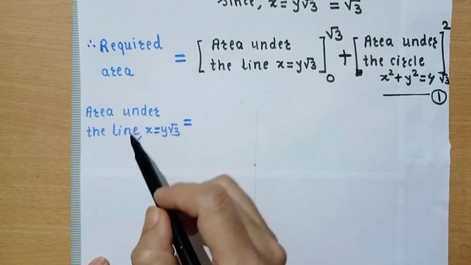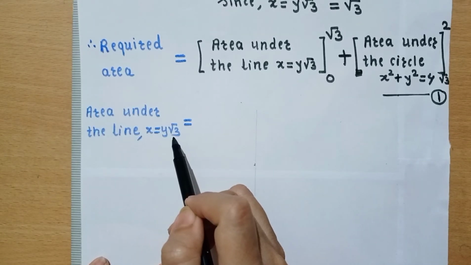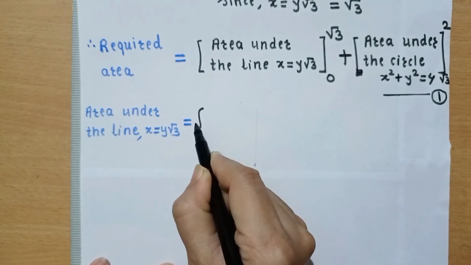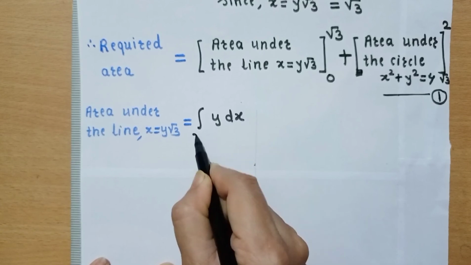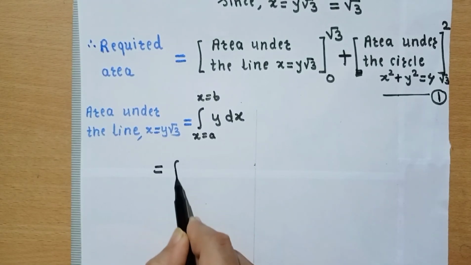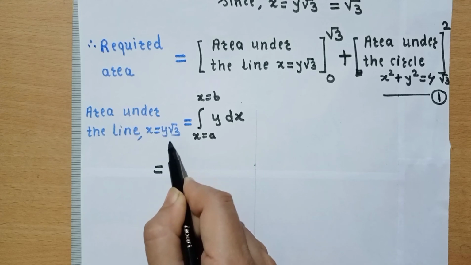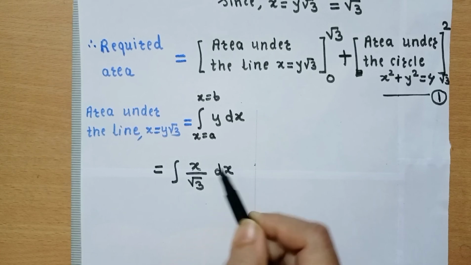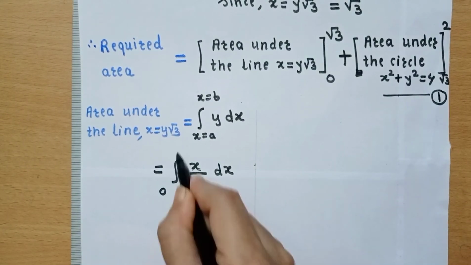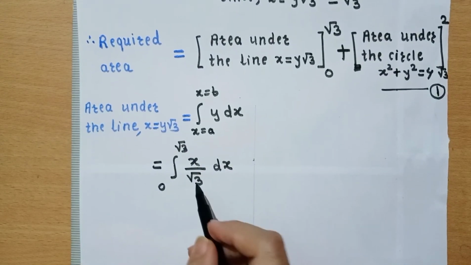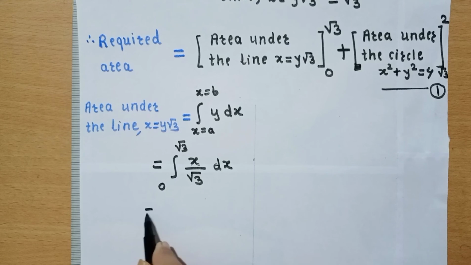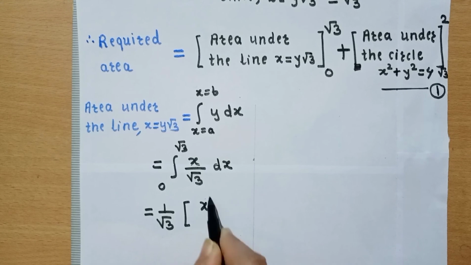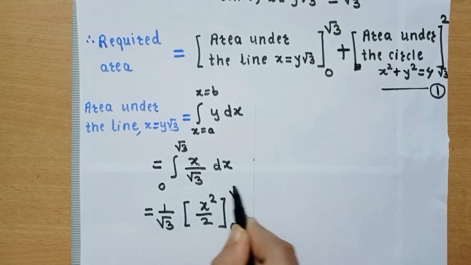So let's find the area under the line x is equal to y root 3, and since we have limits on the x-axis from 0 to root 3, we will write the formula integration of y dx. Now substitute values. The value of y, if we move root 3 to that side, is x upon root 3 into dx, with limits from 0 to root 3. Root 3 is a constant in the denominator, so we will take it out. Integration of x is x square by 2, with limits from 0 to root 3.